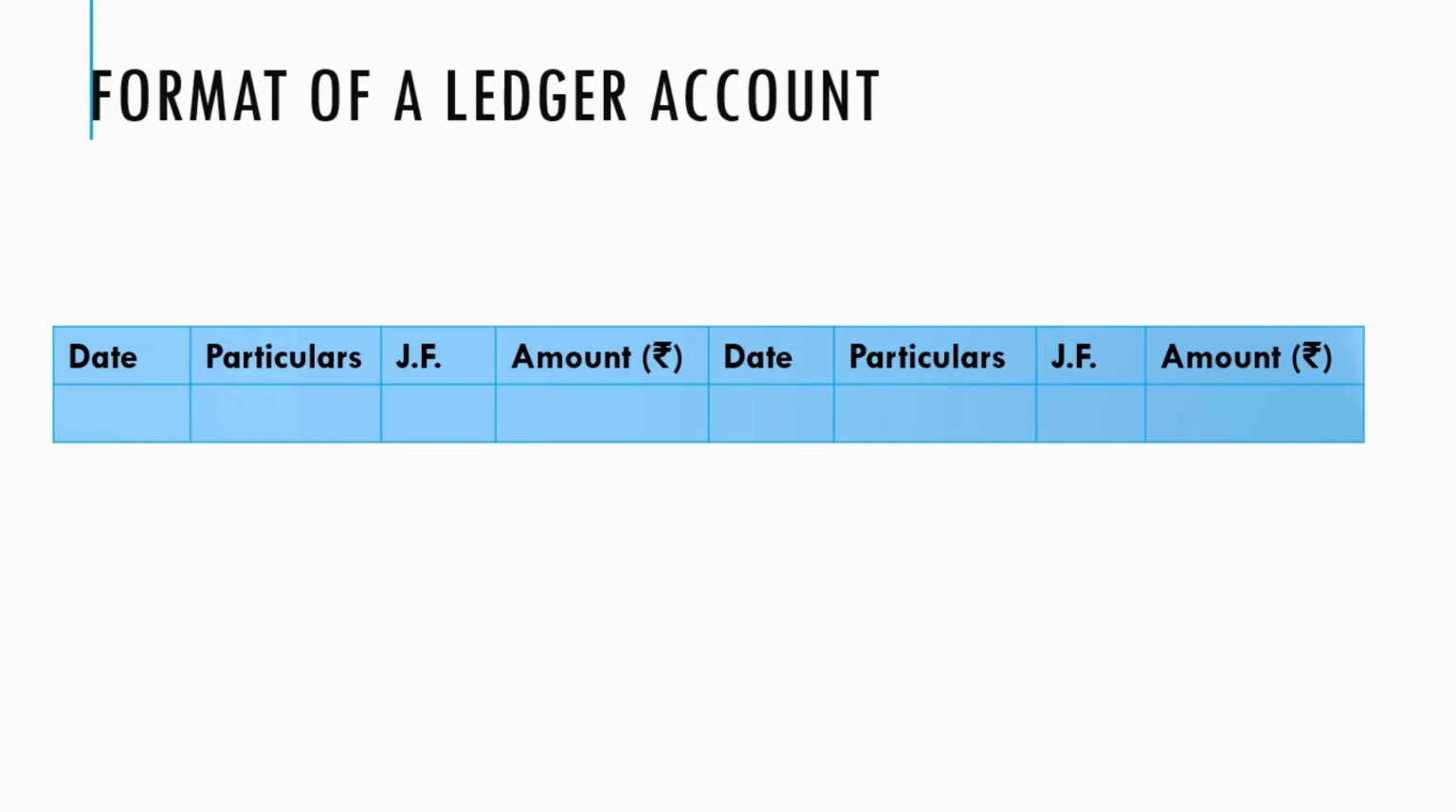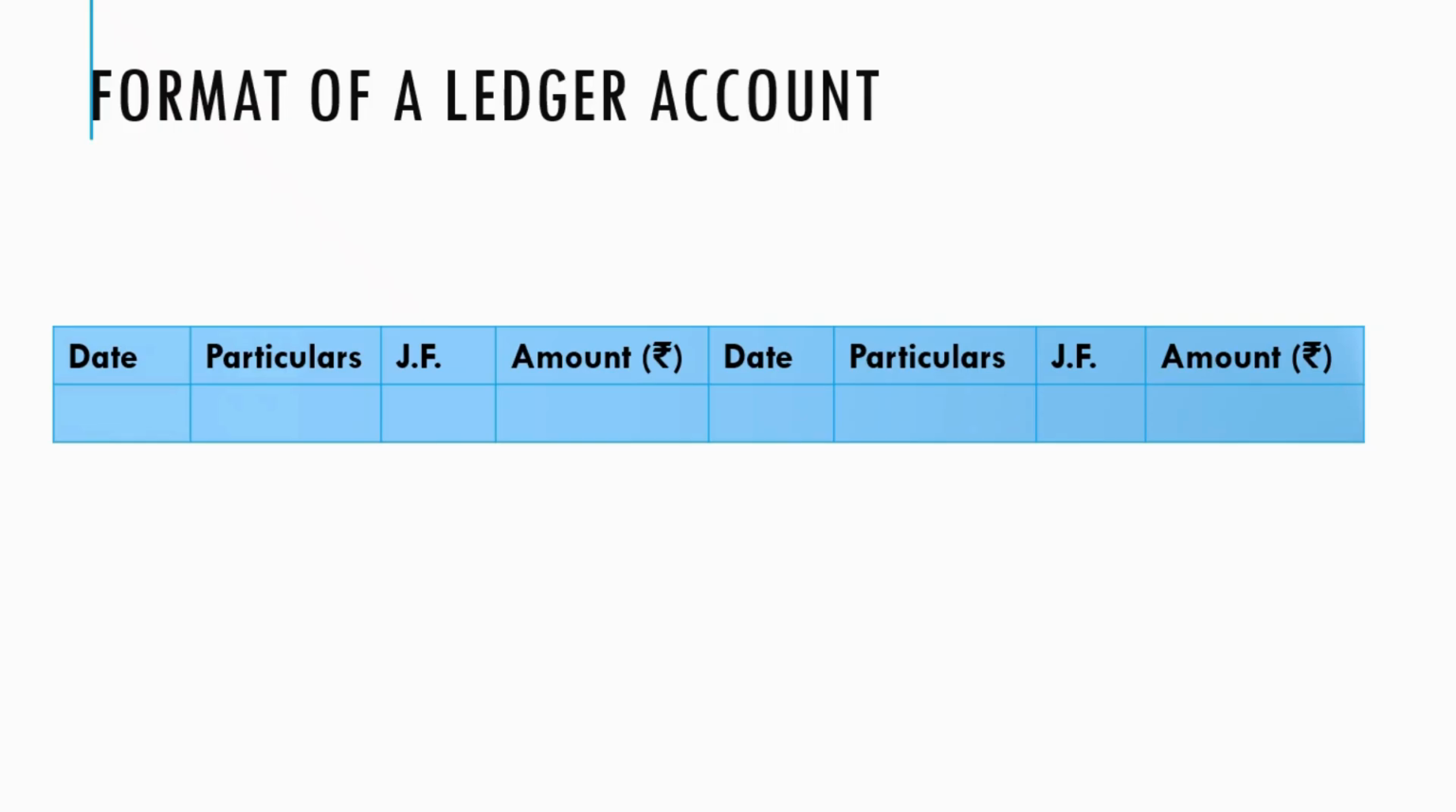Date: whenever we transfer a transaction from journal to ledger, you write the particular date here on which that transaction happened. Then particulars. Particulars is about the account involved, how that particular transaction happened. Journal folio is the numbering of that transaction in the journal book. Amount, as you know, is the amount of the transaction.